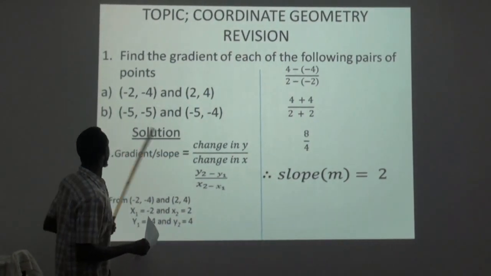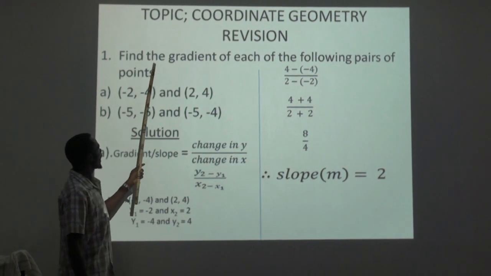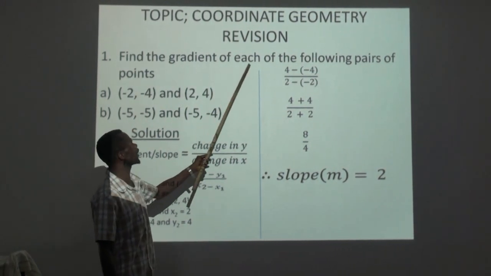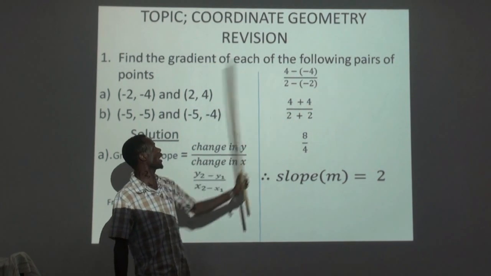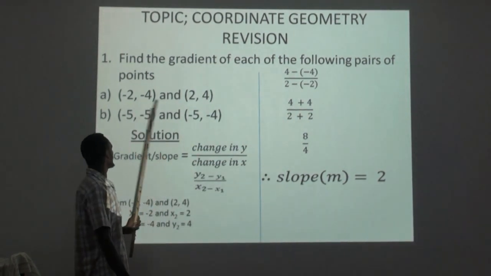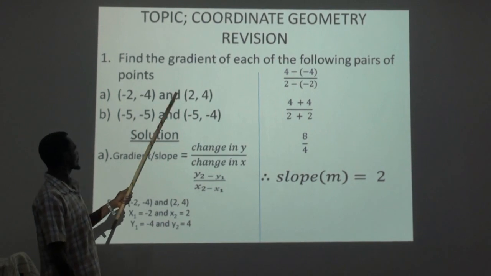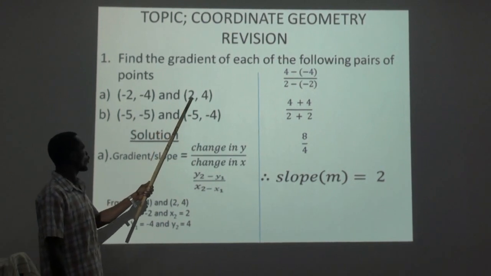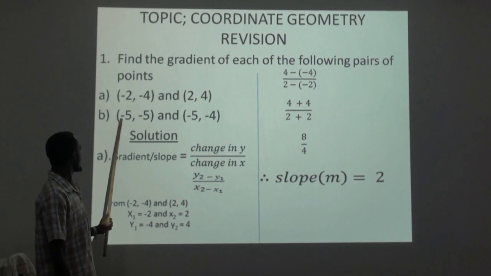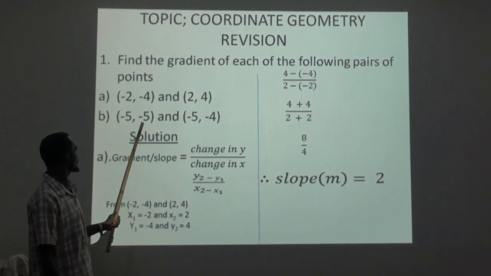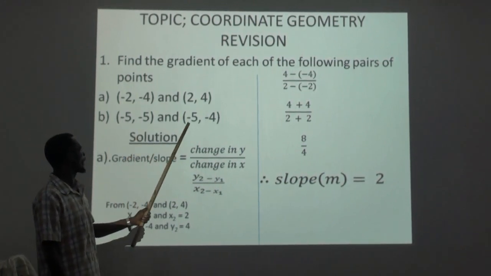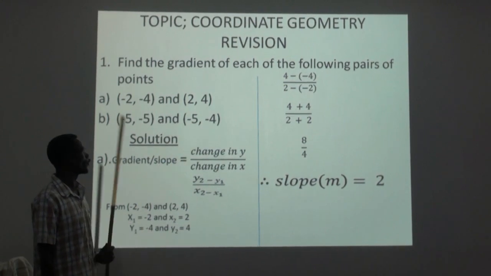Question number one is, find the gradients of each of the following pairs of coordinates. For A, the first point we have is negative 2, negative 4, and the second is 2, 4. For B, we have negative 5, negative 5, and negative 5, negative 4.